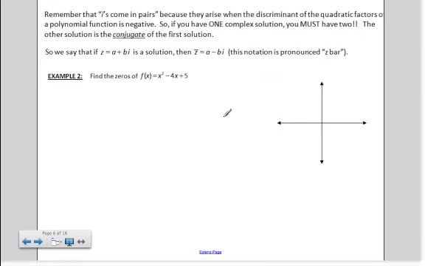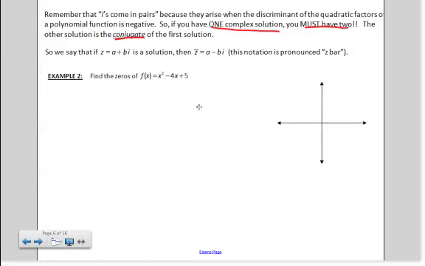All right, next. So yes, last notes, we remembered that i's come in pairs because they come from the discriminant, the plus or minus square root, and if you have a negative under the square root, that's what gives you your two i's. So if you have one complex solution, you have to have two. And last section, we talked about that being called the conjugate. If you continue in math somewhere down your career, you're going to see that we actually call a plus bi usually z, and its conjugate we call z bar, with a bar over it. So just giving you some extra notation.